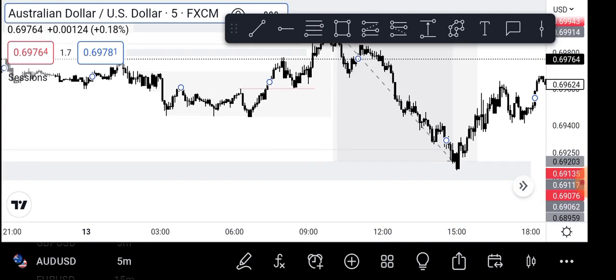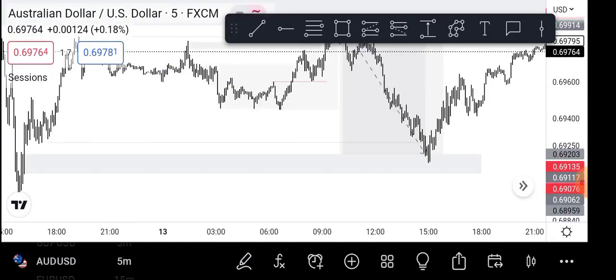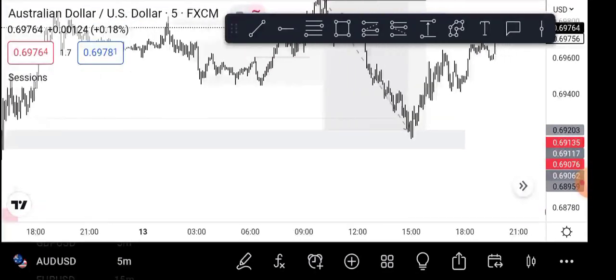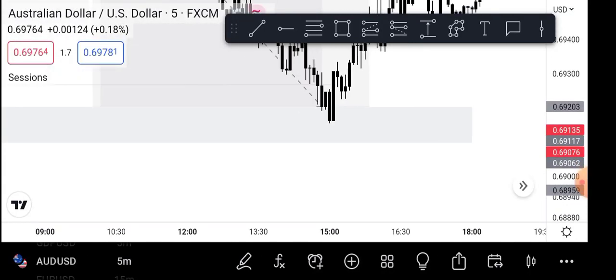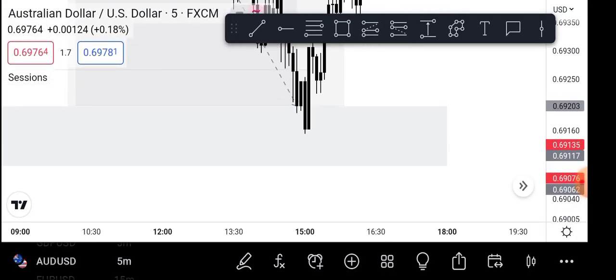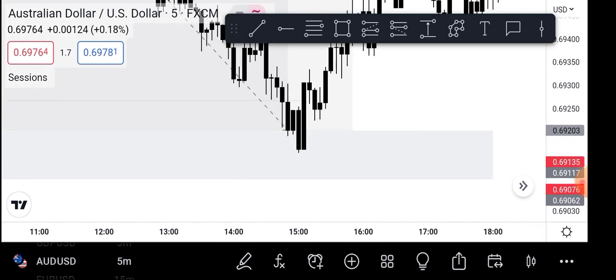That was a 24 hour trade. Even right here, I did not take this trade because I was at church, but this was a nice trade anyways.